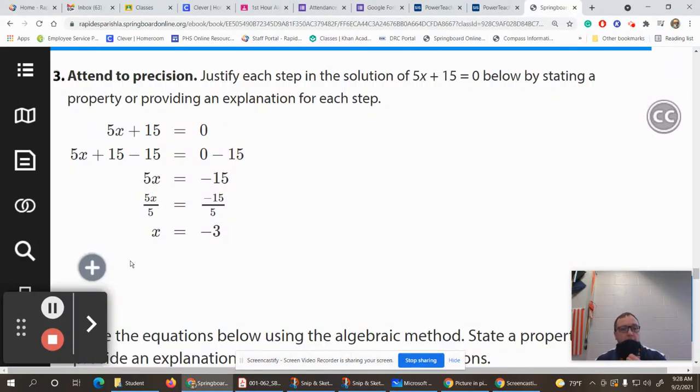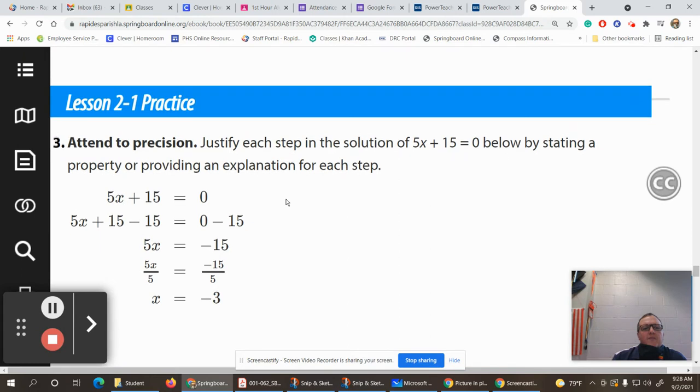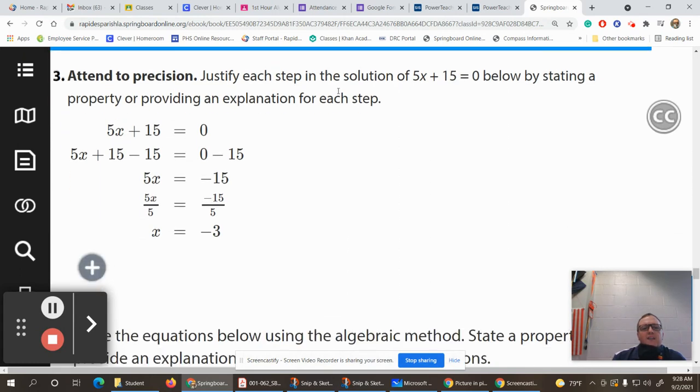All right, so let's take a look at your lesson practice on page 18, numbers 13 through 18. So we have number 13, it says justify each step. Justify each step in the solution 5x plus 15 equals 0 below by stating a property or providing a step.